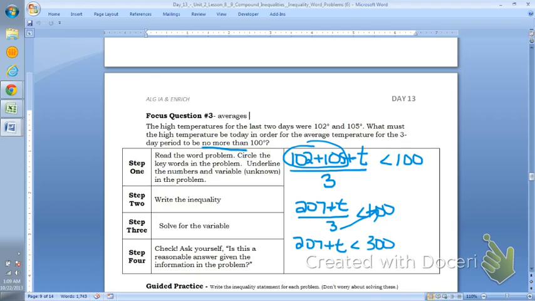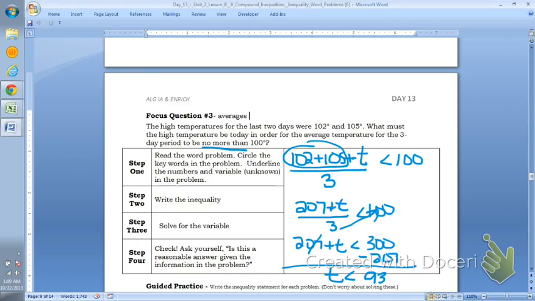Next we have that 207 that's being added to T. It's not directly beside it. It's being added to it. So to get it to the other side, you'd have to subtract the 207. So T is less than 300 minus 207, which is 93. Okay, so our temperature has to be less than 93 degrees in order to have that average temperature of less than 100 degrees.